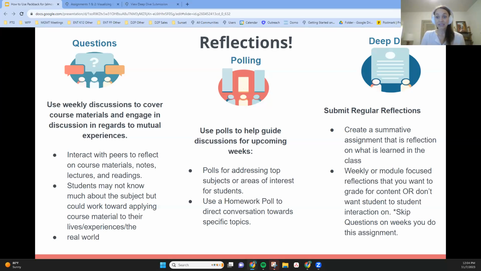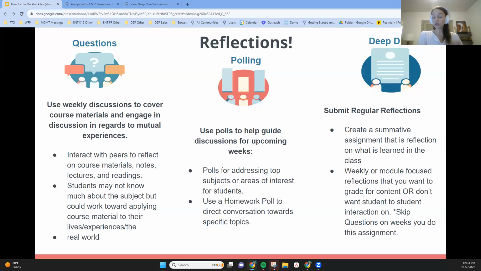And then the last piece is submitting reflections, regular reflections on deep dives. So this is where you'll see that summative assignment come back up. Maybe they've been doing short reflections with peers all throughout the semester, but now what they're doing is really looking at an end of semester reflection. What did I pick up from the entire semester?